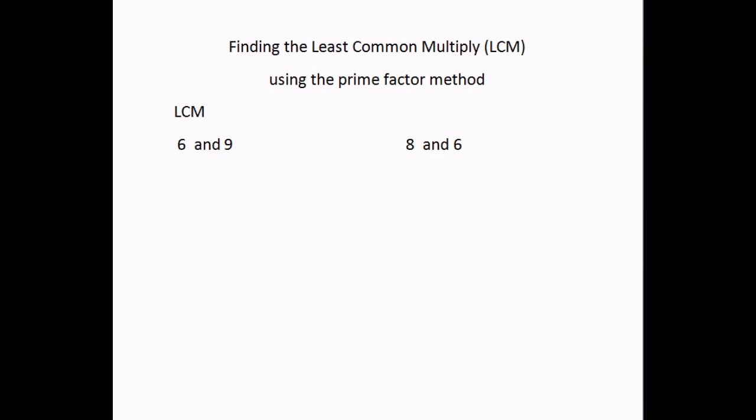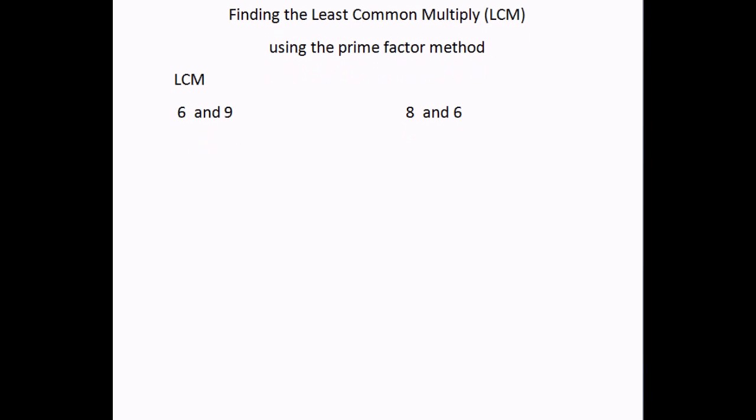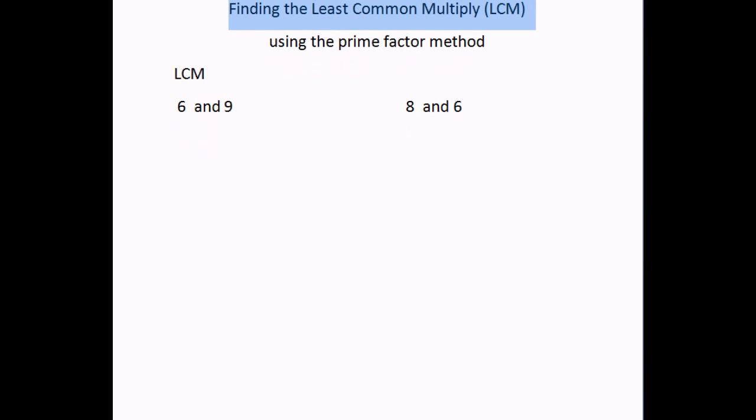Okay, this video is on how to find the least common multiple using the prime factor method. If you're not sure about using the prime factor method, please watch my video on how to prime factor a number. So first, we're going to prime factor. I'm finding the least common multiple of 6 and 9. So first you have to prime factor each one.